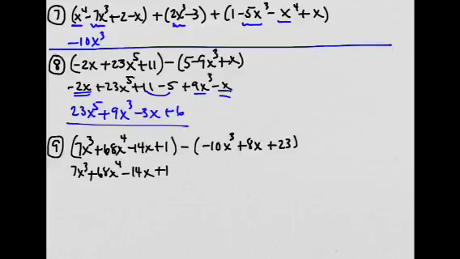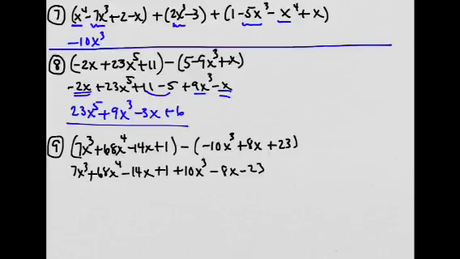Okay, now this is a different story. After this negative, we'll change all the signs right here to the opposite, so that negative 10 becomes positive, negative 8x minus 23. Okay, minus 23. So now we're going to combine like terms.